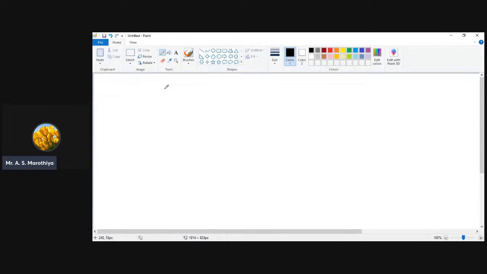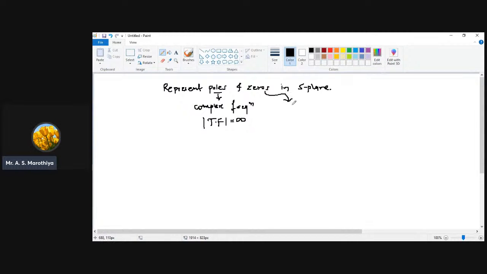So in today's class, first we will discuss the concept of the pole-zero plot, or how to represent poles and zeros in the S plane, and then we are going to solve some numericals on that technique. As I told you, poles are those complex frequencies where the magnitude of the transfer function is infinite. In the same way, zeros are those complex frequencies where the magnitude of the transfer function is 0.